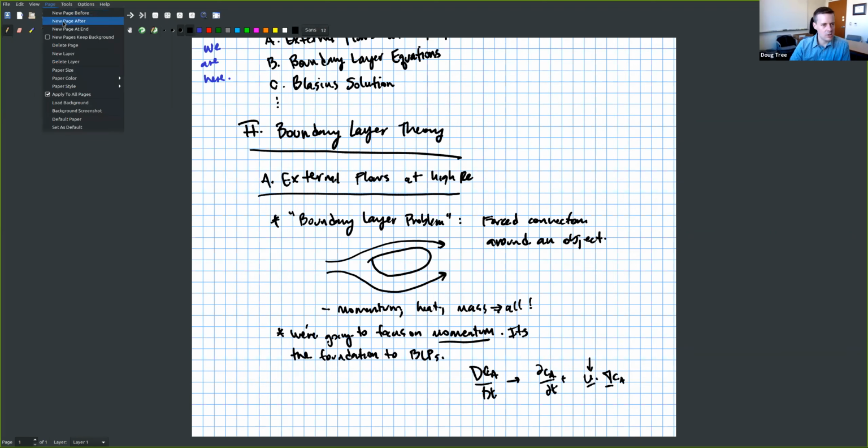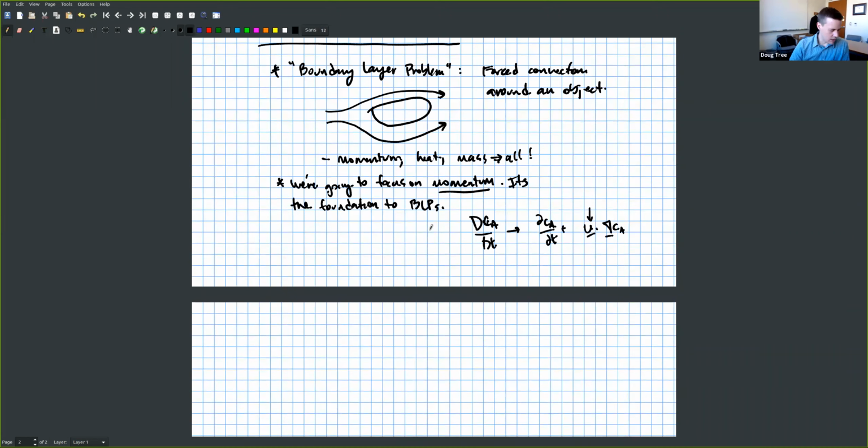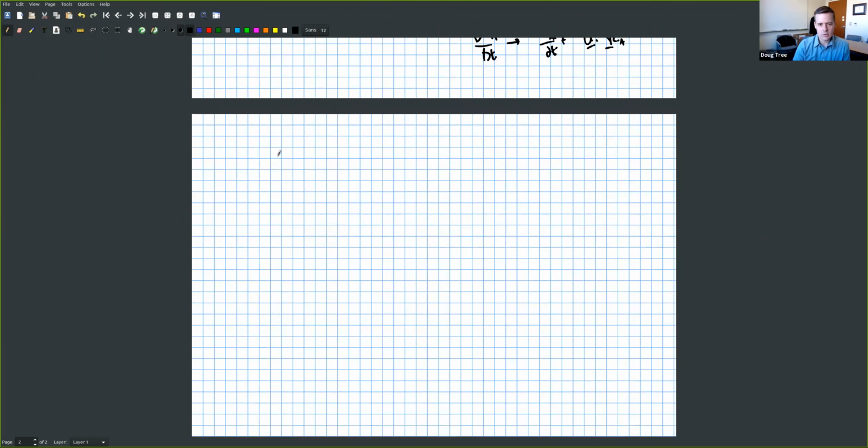All right, I need a new page. All right, so let's set up an example then. Let's just do a quick example to think about the length scales involved. So I've got some object. It has length L. So I'm going to have flow around it like this. I'm going to stick to laminar flow here. Okay. And there's going to be some velocity far away that I'll call V infinity.